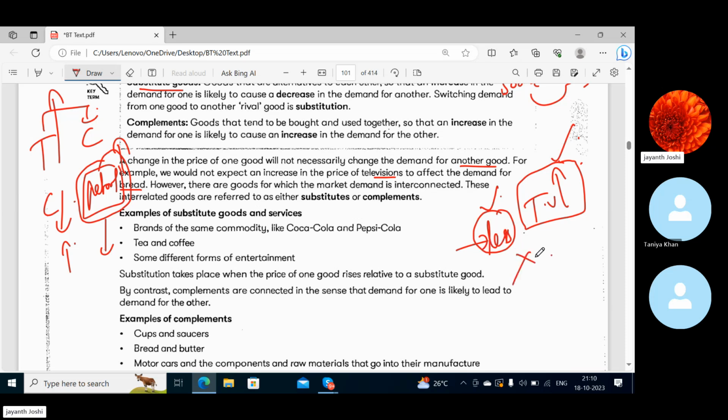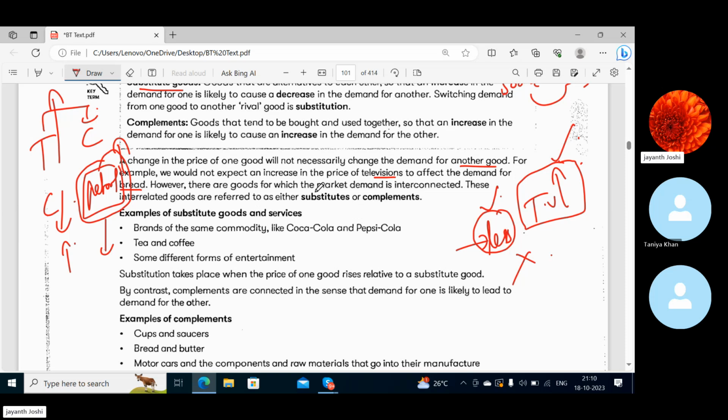Never, it will not happen. No one will compromise with their food, right? It's not like your expenses are very high today and you'll eat less food. You can't survive. That's a truth, right? It's a harsh truth that food comes first. So we would not expect an increase in the price of television to affect the demand for bread.